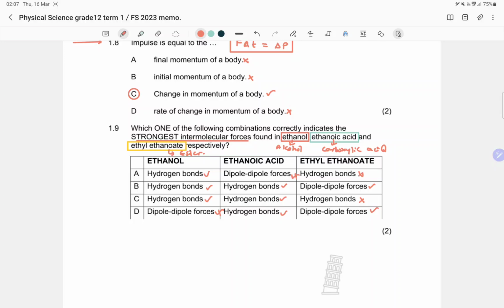So it does not contain hydrogen bonding. So which one ticks the boxes is D. Okay? No, you're lying here, when D is not ticking the boxes, but B.